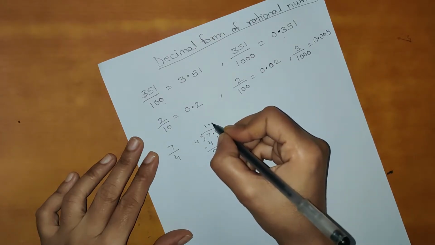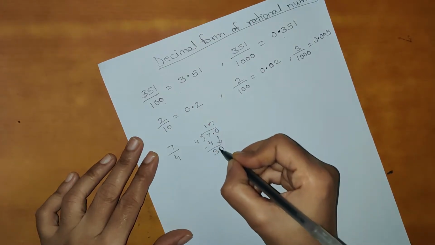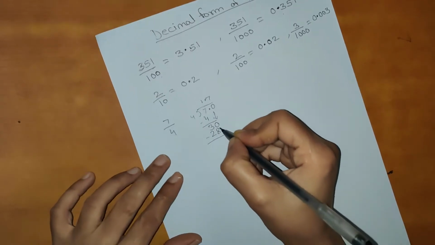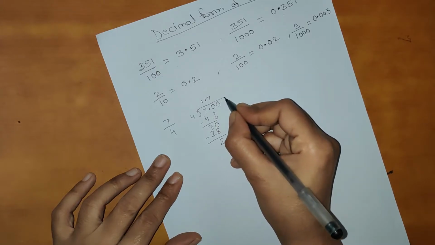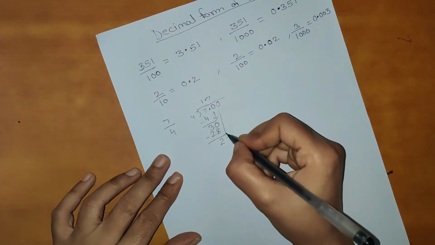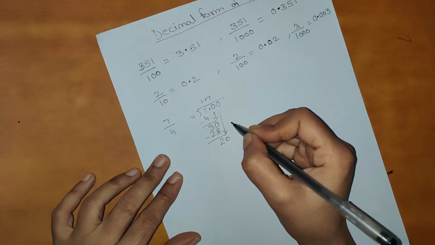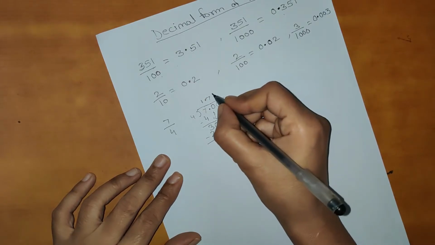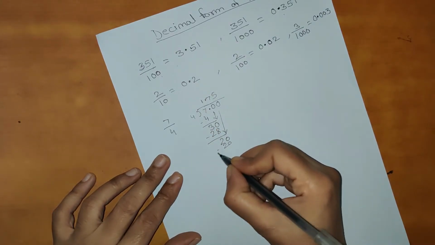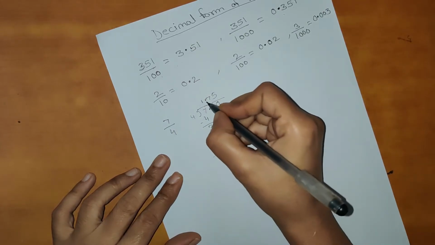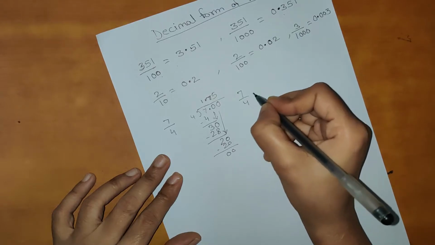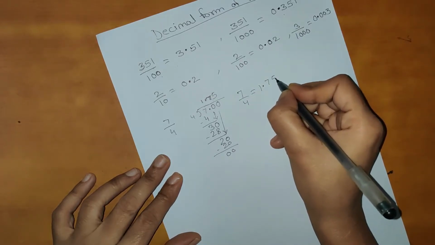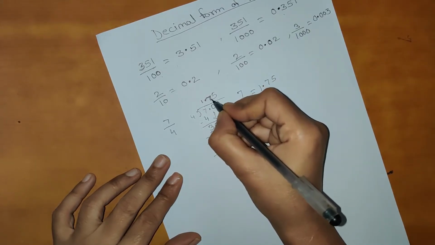4 sevens are 28, so the remainder is again 2. I will extend with 0, means I will take 0 as the next digit. Then 4 fives are 20, so the remainder is 0. So we got the answer: 7 by 4 is equal to 1.75.